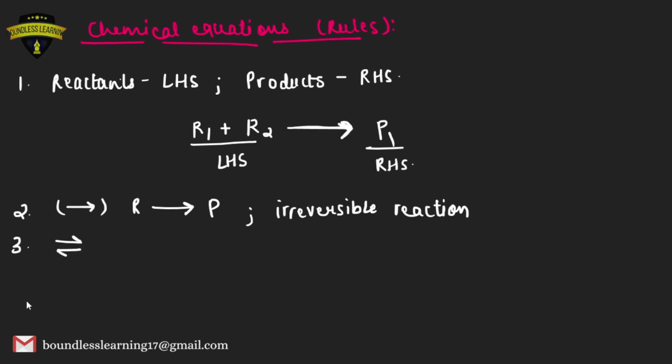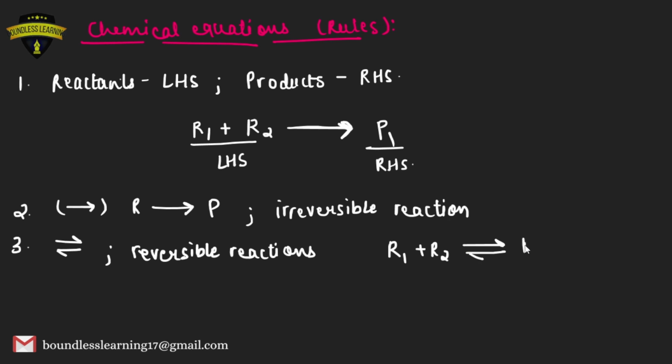Then there is also a double arrow. Double arrow indicates a reversible reaction, which means that reactant 1 plus reactant 2 can combine to form product 1 plus product 2, और प्रोडक्ट 1 और प्रोडक्ट 2 डिकम्पोज होके वापस से रिएक्टेंट्स बना सकते हैं. This is what is the meaning of reversible reaction.